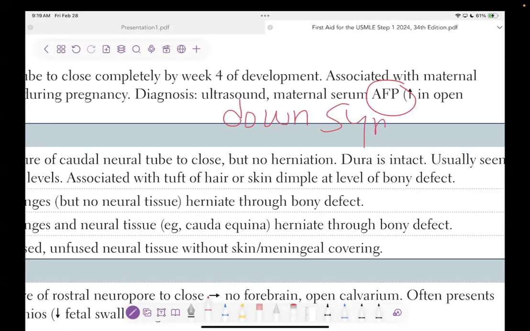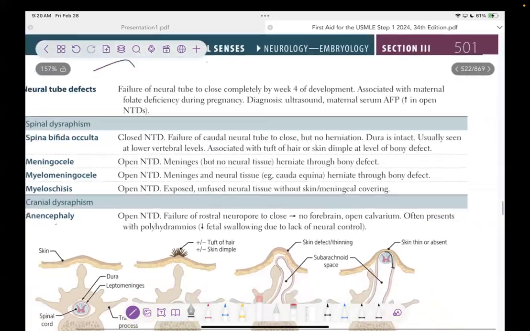What is Down syndrome? Down syndrome is trisomy 21. Everyone knows about Down syndrome. So alpha fetoprotein is down in Down syndrome. It's easy to remember. And it is up where there is a defect in the body of the fetus, either in the front or in the back. Do you guys understand what I say? Does that make sense to everybody?